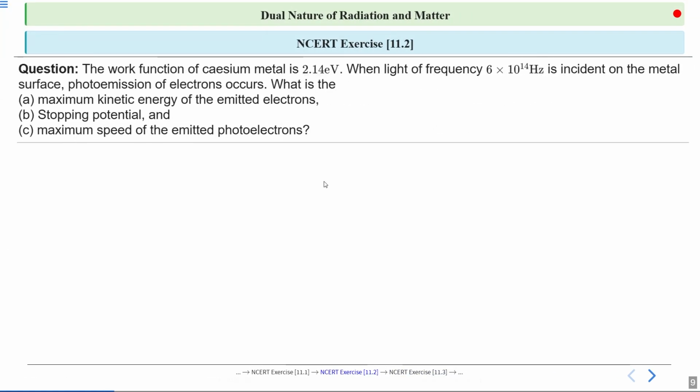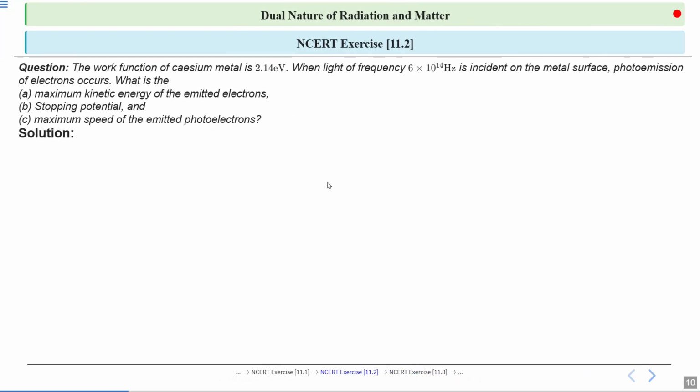The work function of cesium metal is 2.14 electron volt. When light of frequency 6 into 10 raised to the power 14 Hz is incident on the metal surface, photoemission of electrons occurs. What is A, the maximum kinetic energy of the emitted electrons, B, the stopping potential, and C, the maximum speed of the emitted photoelectrons?